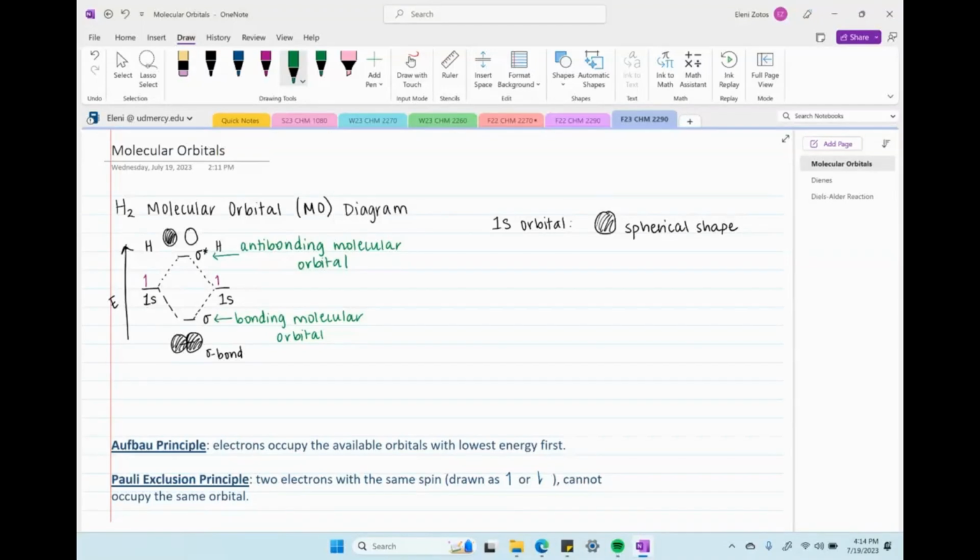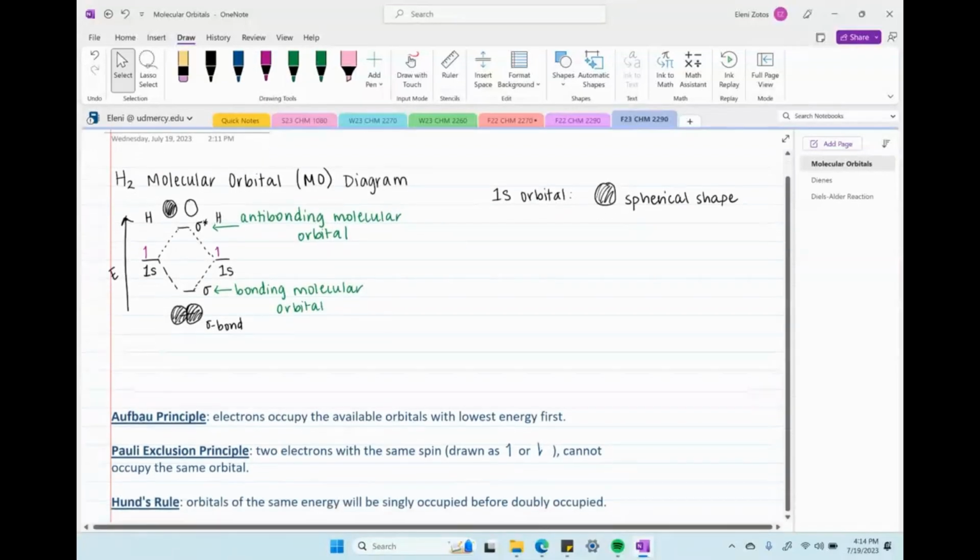Now we're almost done here. We just need to draw in the electrons into the molecular orbitals. And so we will follow these principles that I have typed out at the bottom of the page here.